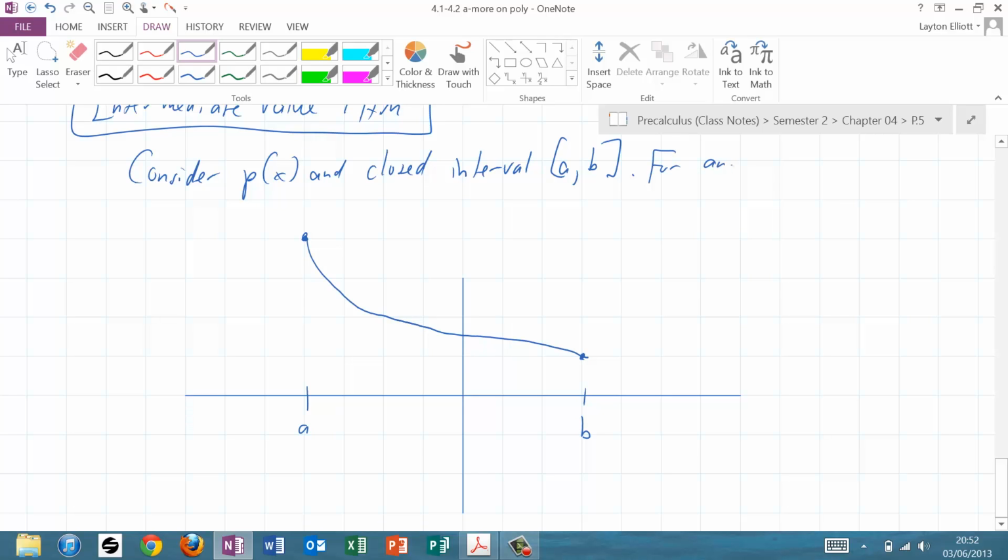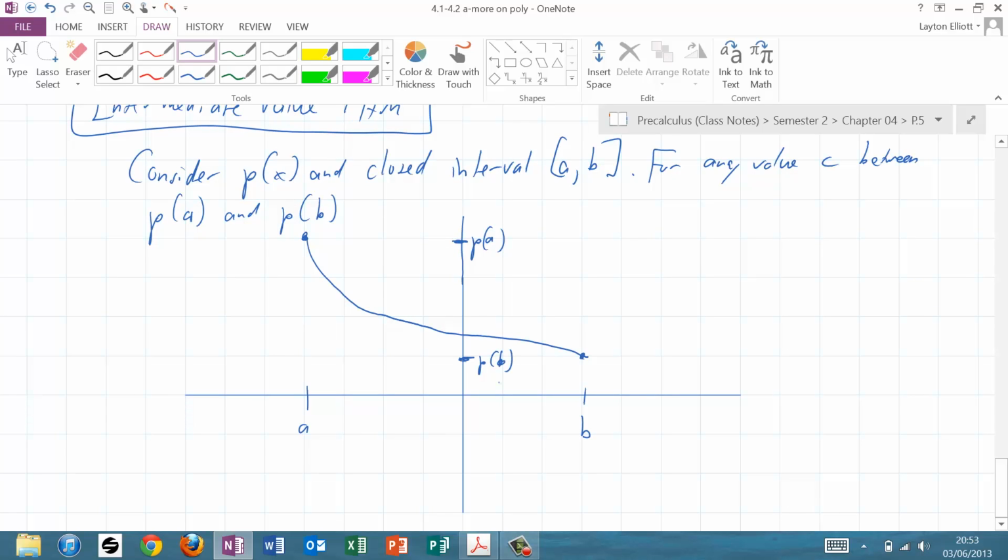For any value C between P of A and P of B. So let's mark those on the graph. Oops. Sorry, that's not P of A. I don't know where I thought that. It's getting late. We had open house tonight. My brain's hurting. Okay, this is P of A, because that's the Y value when X is A. And then P of B is right here.